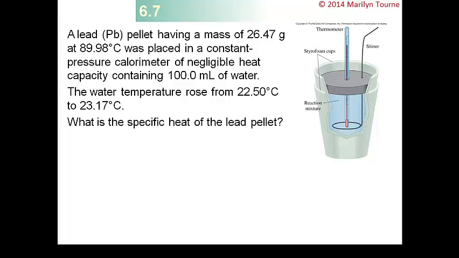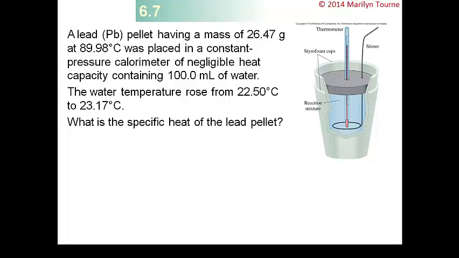All right, so the problem reads, a lead pellet having a mass of 26.47 grams at 89.98 degrees Celsius was placed in a constant pressure calorimeter of negligible heat capacity. See here, it tells you that you don't have to even worry about the calorimeter. This calorimeter contains 100 mL of water. They've got a lead pellet, it weighs this much, it's at this certain temperature, and you're going to put it in this container that has 100 mL of water. That water started at 22.5 degrees Celsius, but then after you put the pellet in, it rose to 23.17 degrees Celsius. So they want to know what the specific heat of the lead pellet is.